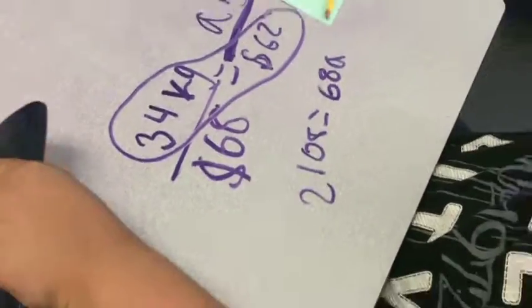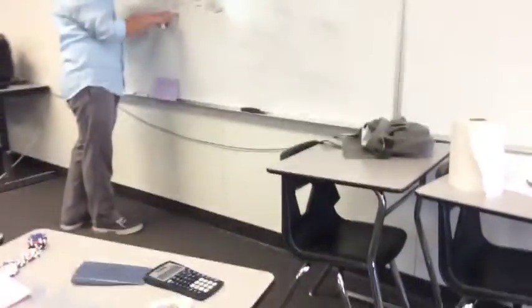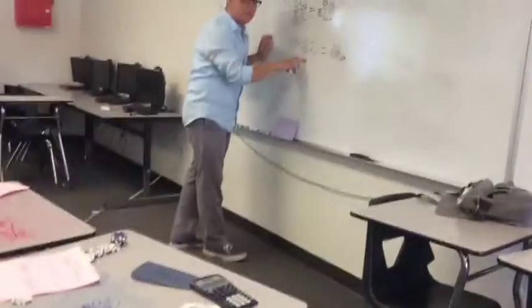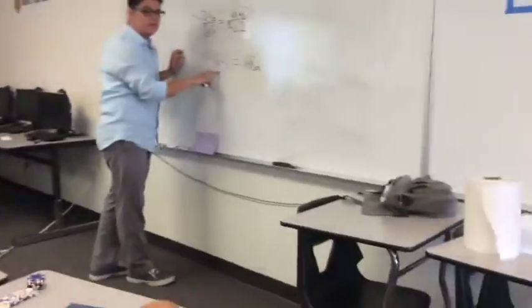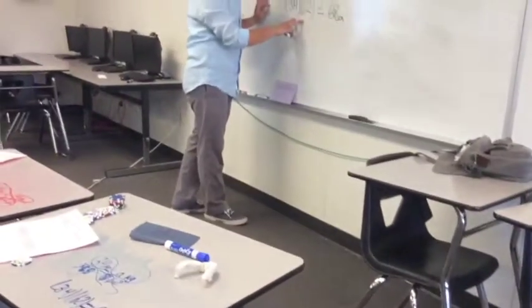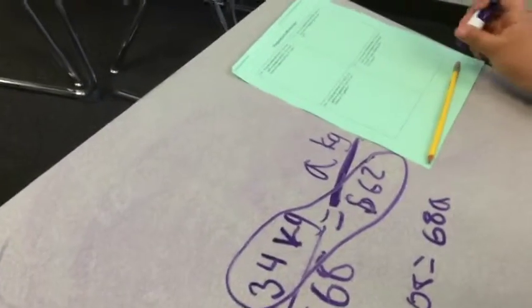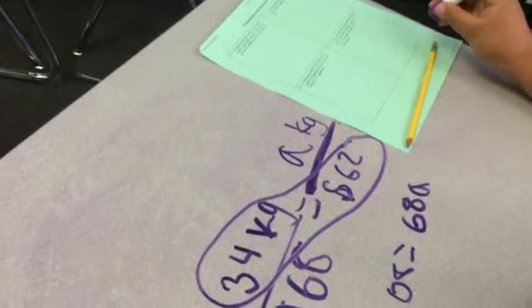Multiply these two, John. Derek, get rid of your calculator. 34 times 62? 2,108. Yeah, that's the number I have. 2,108. Okay, Derek, you ready?